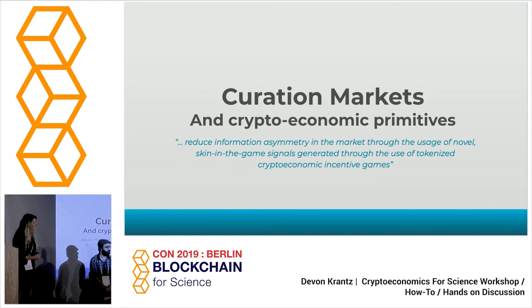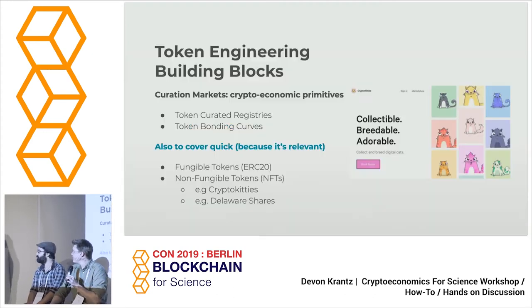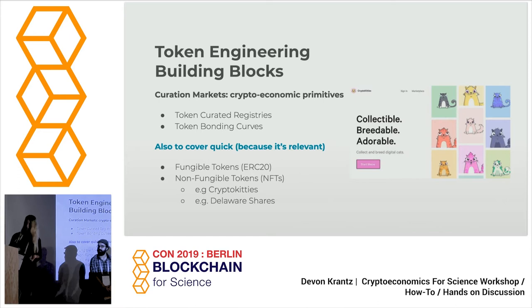So I think maybe if we go more into the most common forms of curation markets today in the engineering space, they are token curated registries and token binding curves. Yeah, so the ones that I have here already are those two exactly. And then I also said, just because we needed to cover it quick, fungible tokens and non-fungible tokens, so NFTs like CryptoKitties. Does everyone understand the distinction? If you don't, just raise your hand.